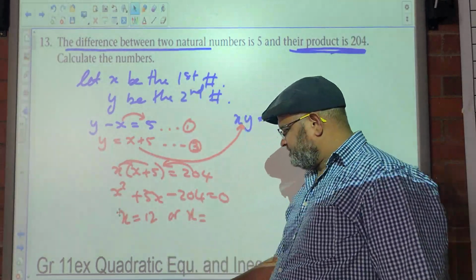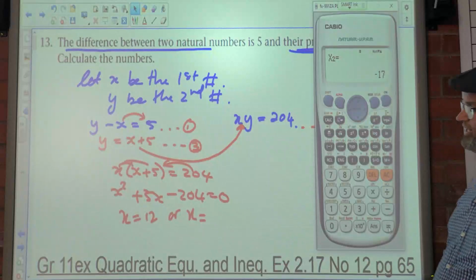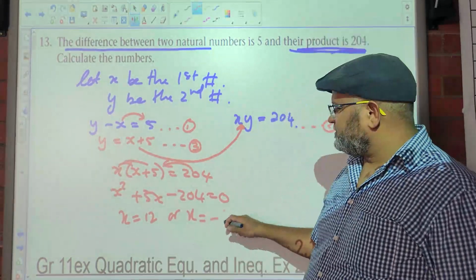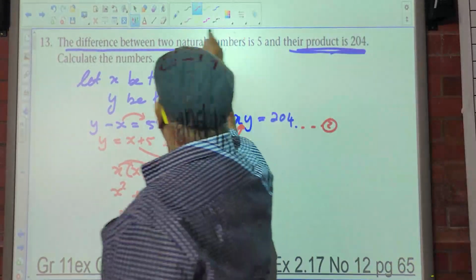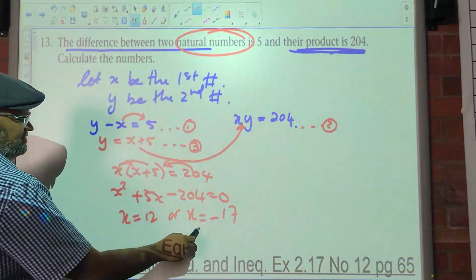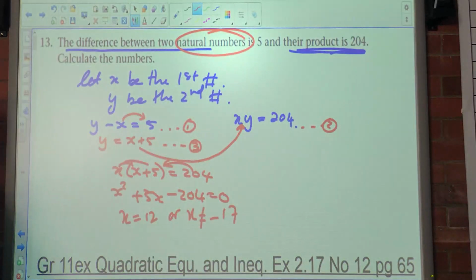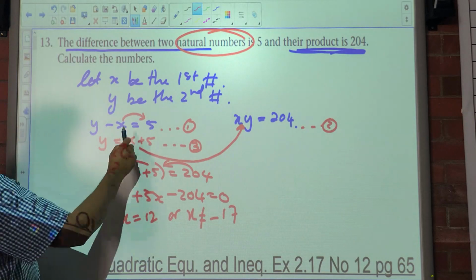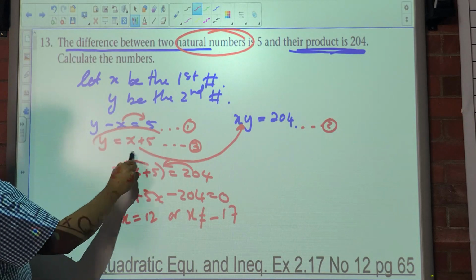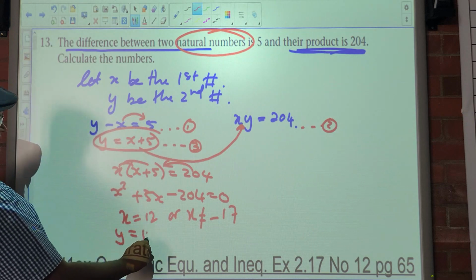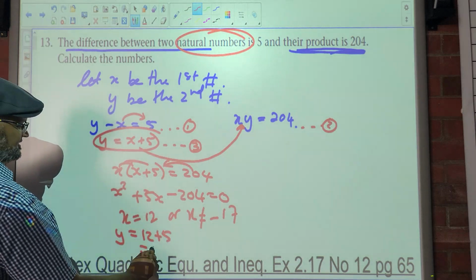Or x equals negative 17. But what was the condition? It has to be natural numbers. So can it be negative? No. The first number is 12. So x is 12, and what is y? y is equal to 12 plus 5, which is?